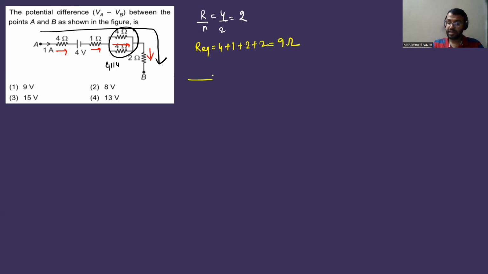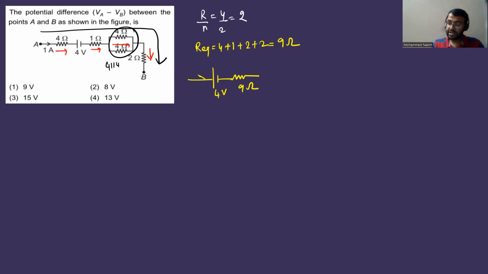Now I'll draw one cell that is 4 volt, and then I'll connect the resistor 9 ohm. See, it is immaterial, both are in series, 4 volt and 9 ohm. You can place the resistor first and the cell second, or cell first and resistor second. In series connection, it doesn't matter which you're placing first. I have just placed resistors to the right. If you want, you can place all the resistors to the left also. So in series, you can place any one first, either cell or resistor, doesn't matter.